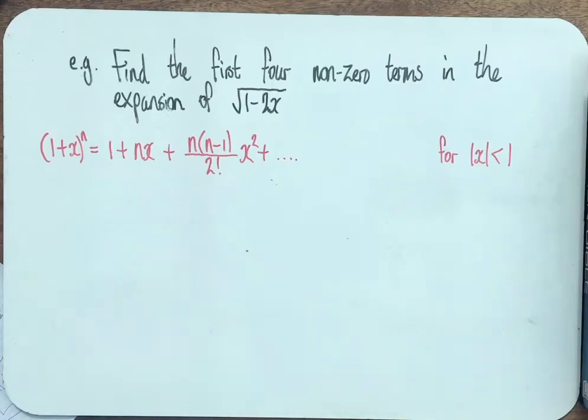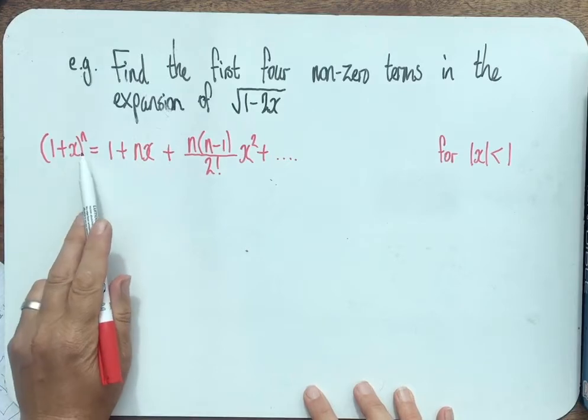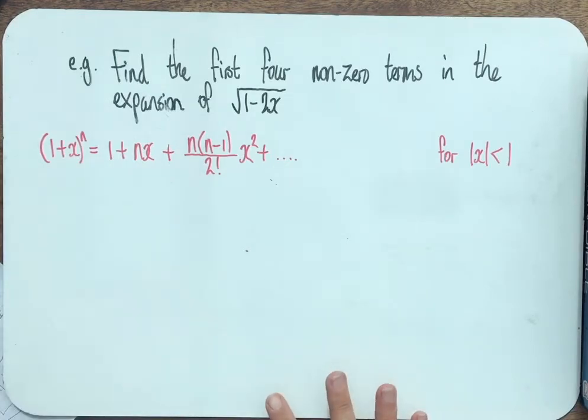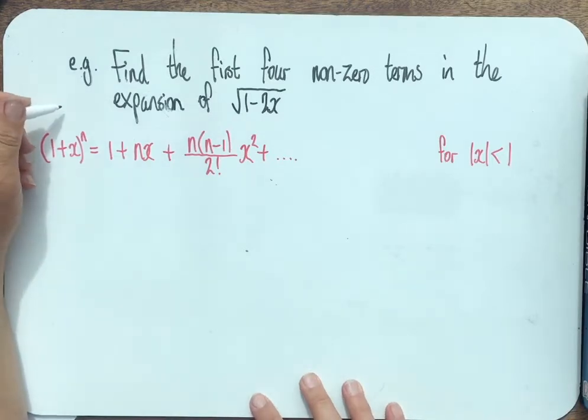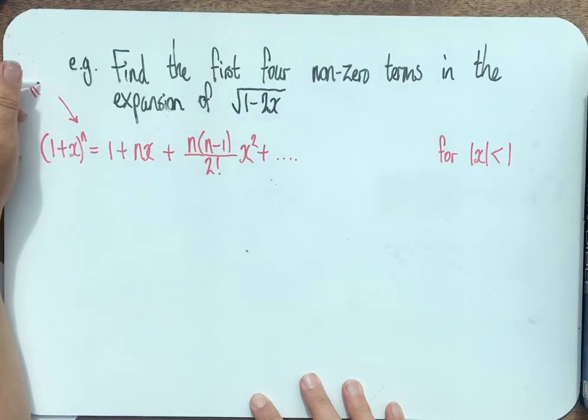Okay, we're going to find the first four non-zero terms in the expansion of square root of 1 minus 2x. So, formula for (1 + x)^n. This now does not have a restriction on n. So the binomial expansions you did before, n had to be a positive integer. Now n can be any real number.